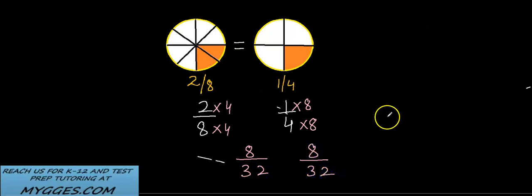Same way, let's check without looking at the model. How do we compare it? We multiply the first fraction by the denominator of the second fraction, and that would be times 4. Same way, we multiply the second fraction by the denominator of the first fraction, which is 8, so that we can make them like fractions. So it becomes 8 out of 32, and this would be 8 out of 32. Now both numerators are equal, so the fractions are equal.